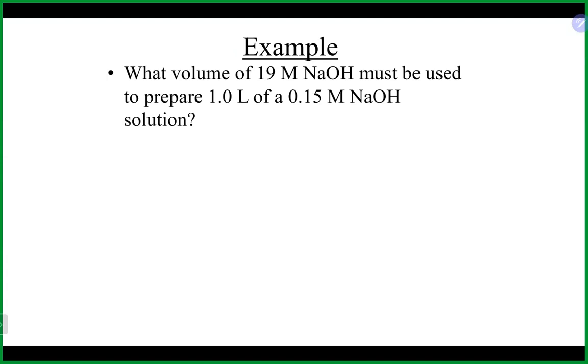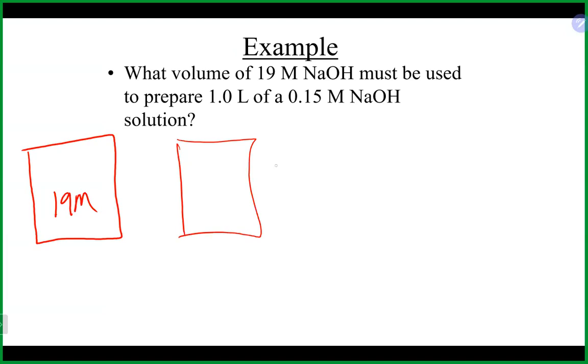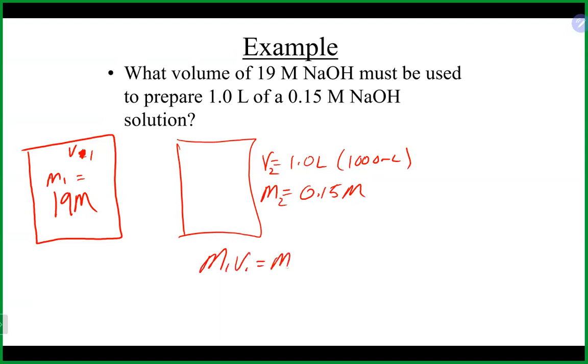Okay, so let's take a look. So we essentially have a bottle here of a more concentrated 19 molar solution. We eventually here want to make a solution that has a volume of 1 liter, which is like 1,000 milliliters, and has a molarity of 0.15 molar. So this is definitely a dilution here. This is basically M1. This is basically M2 and V2. So obviously here V1 is what we're missing. So we can use our M1 V1 equals M2 V2.